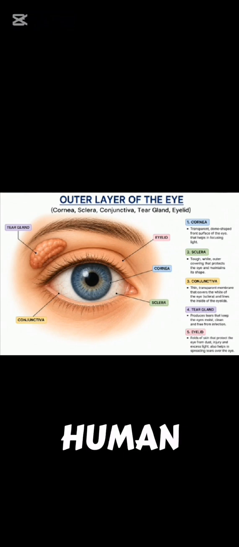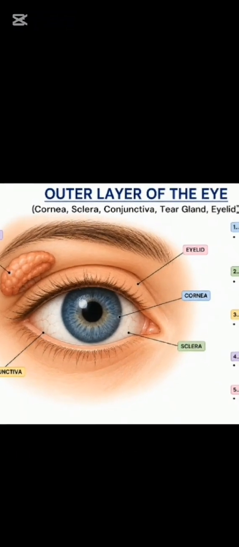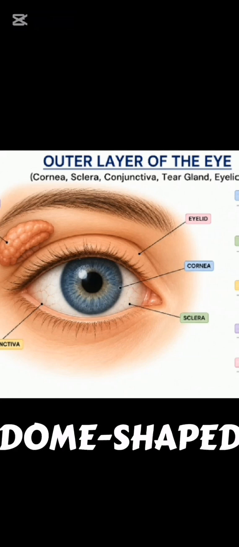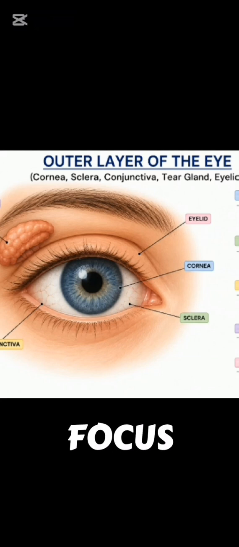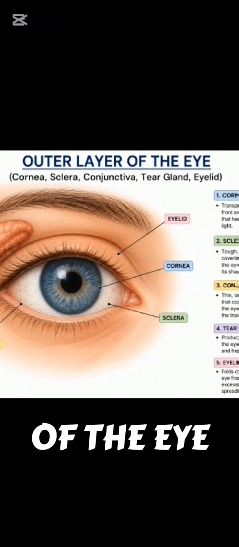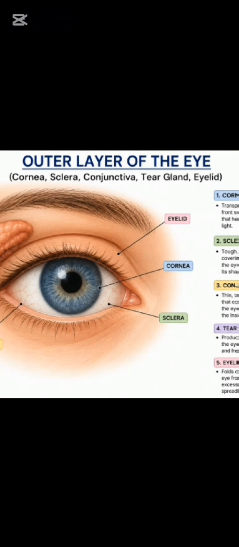The layers of the human eye. We have the outer layer of the eye. The outer layer contains the cornea, the sclera, conjunctiva, tear gland, and eyelid. The cornea is a transparent structure which is dome-shaped and it helps to focus light into the eye. The sclera is the white part of the eye. It helps to provide structural support to the eyes.